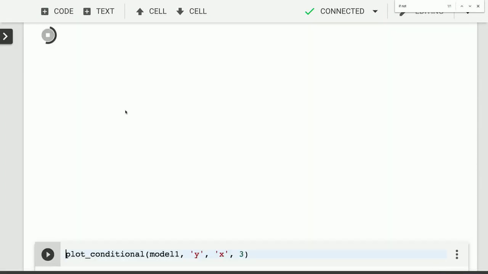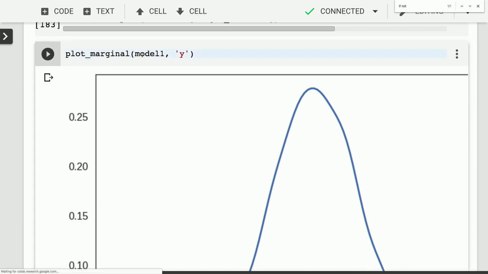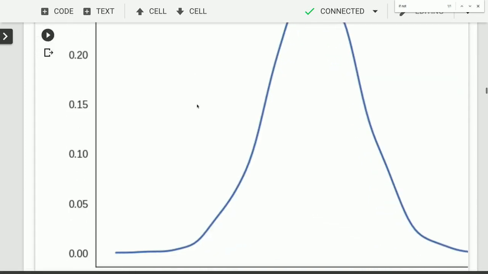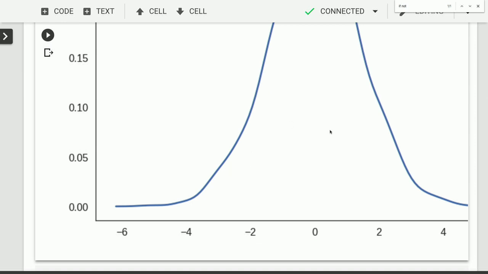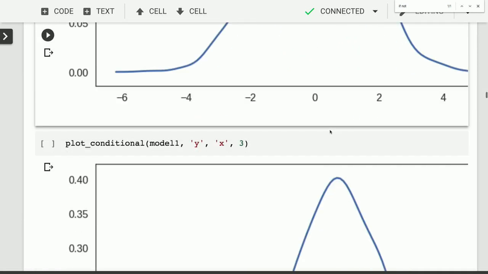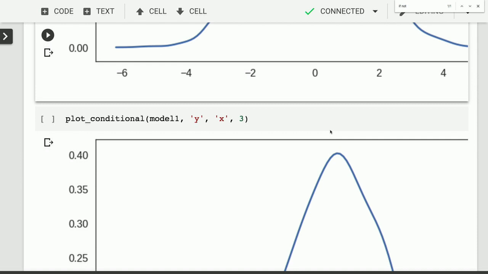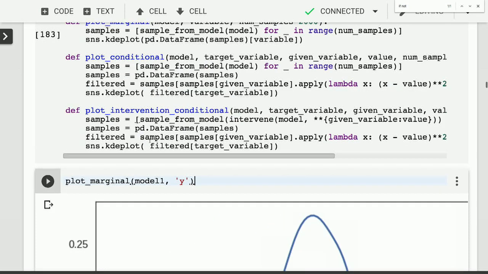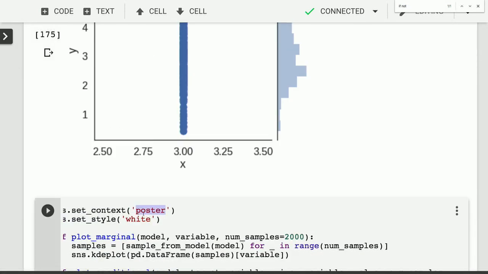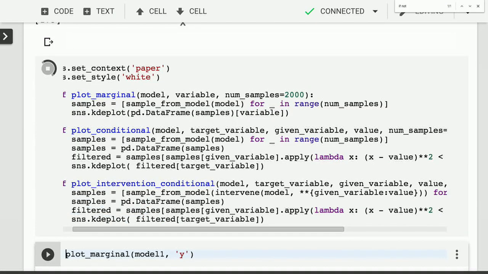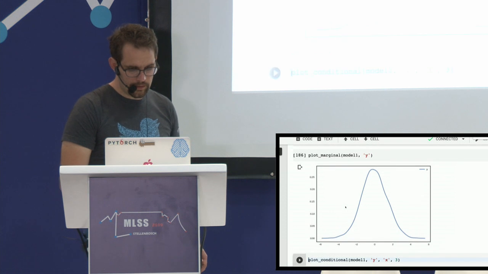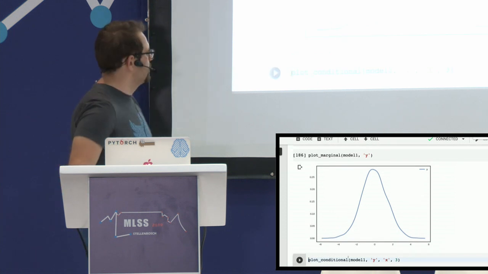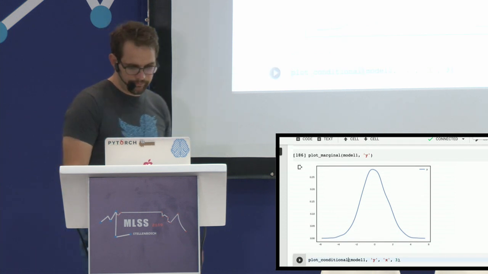I can plot the marginal of y, for example, in model 1, and it's going to have a 0 mean, it seems, and some variance around it. I don't know how to make it smaller. Maybe if I set it to paper. Yes, now you get smaller things, but you also can't read the axes anymore.